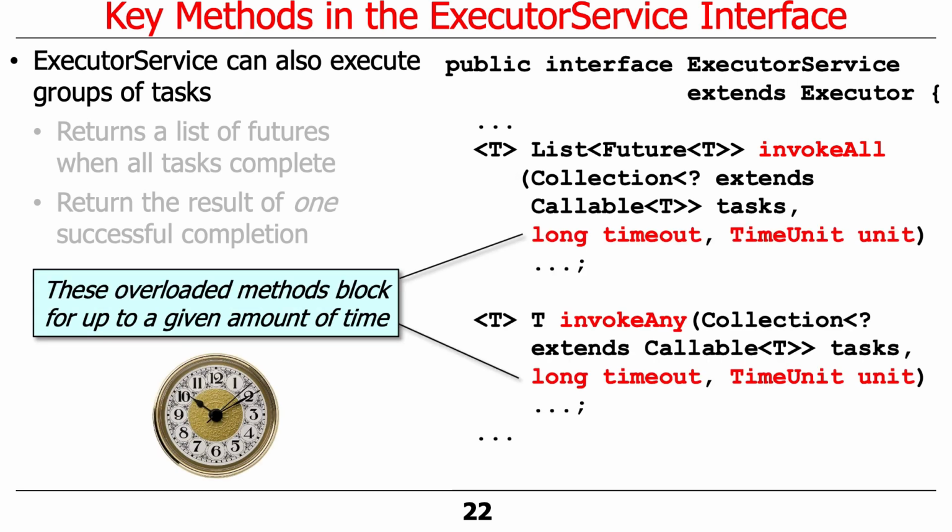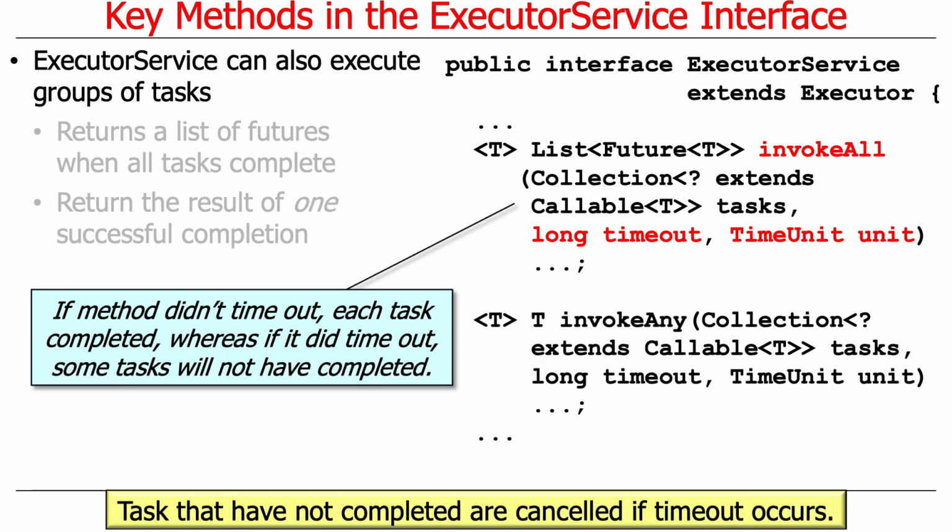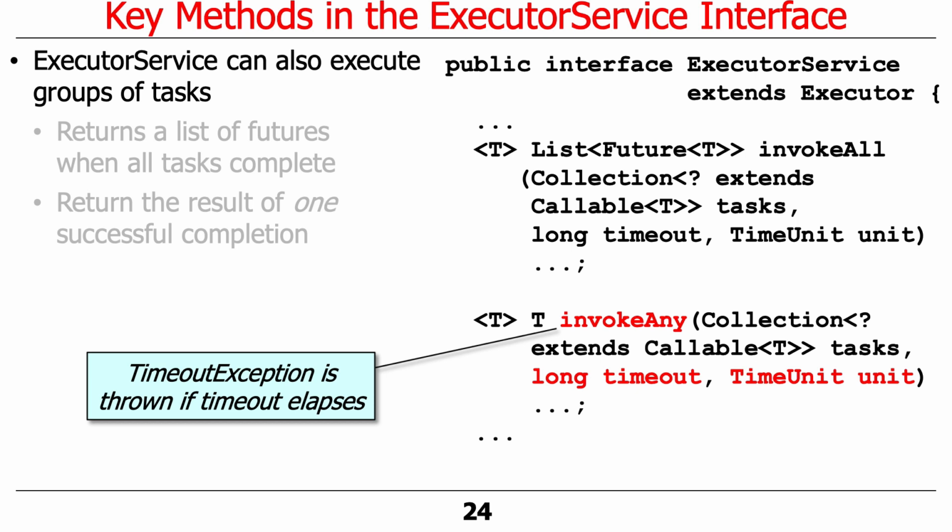There are also timeout versions of these where you can have timeouts that say, try to invoke all these operations for up to 10 seconds, or see if you can get any result in a minute, or whatever. You can give them a time bound on the amount of time to wait. And if the method didn't time out, then you get the results. If it did time out, then some of the tasks may not have completed. And tasks that are not completed are canceled if the timeout occurs. And for the invoke any method, if the timeout elapses and nothing came back, you get a timeout exception.